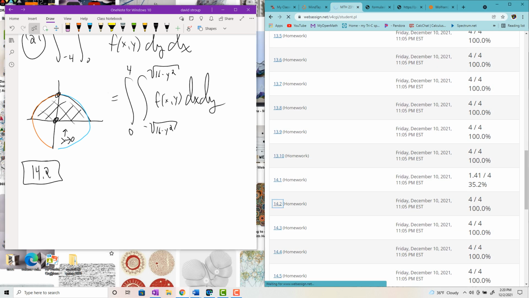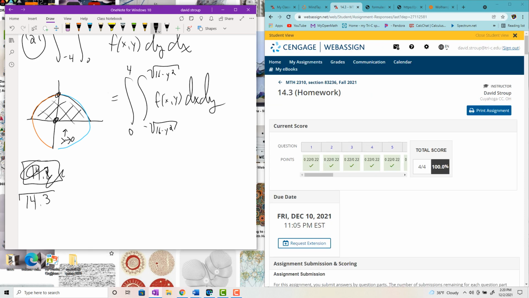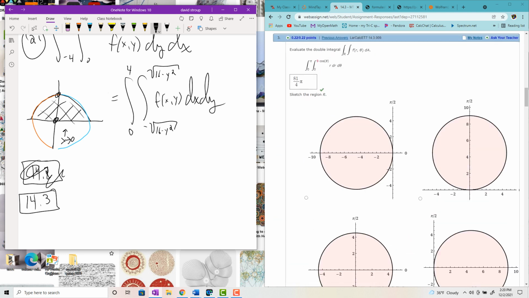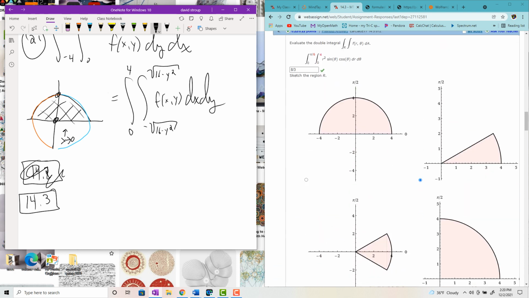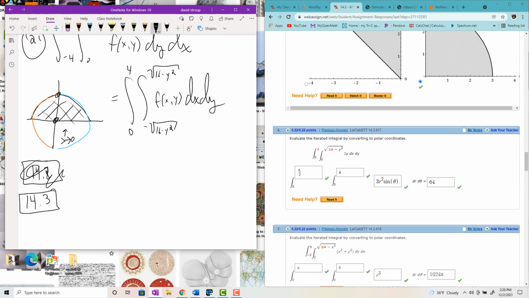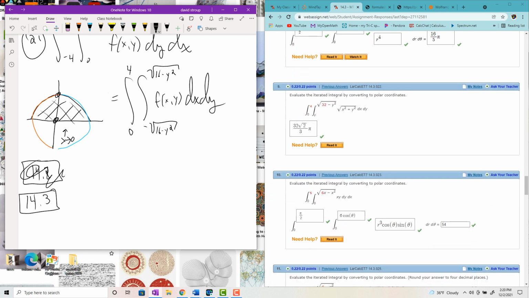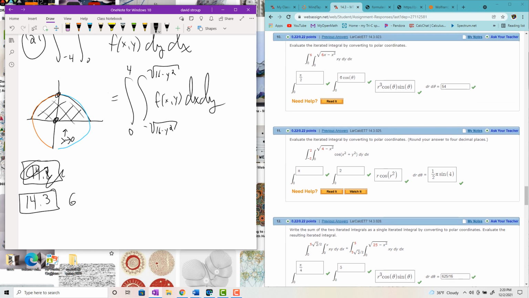I think we're good with 14.2. 14.3 is on converting to polar, so let's just skip 14.2. So 14.3. Problems like 3, well, that's just evaluating, right? Evaluate and sketch. So problems like 6 to whatever, I wouldn't do anything crazy. How about 6 to 11? I'll try number 7.